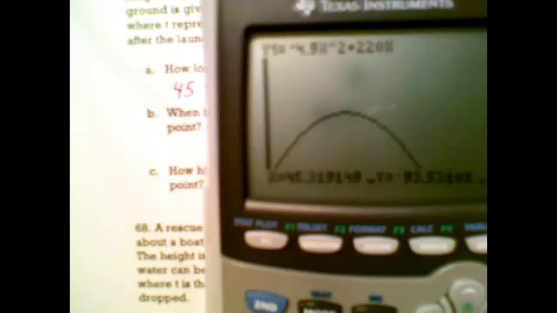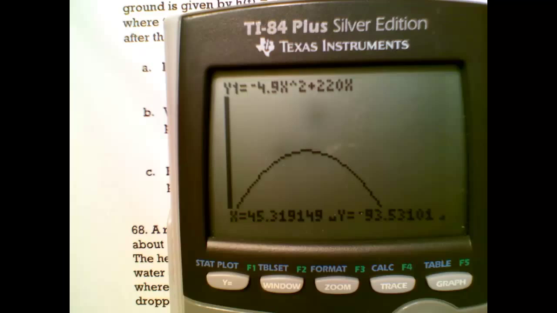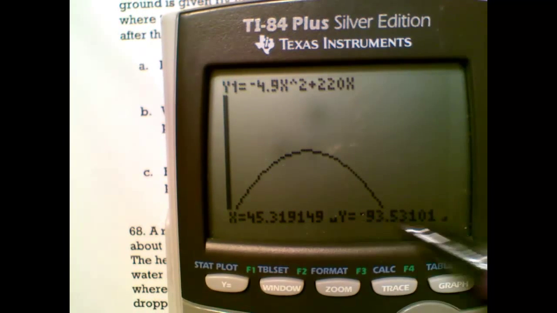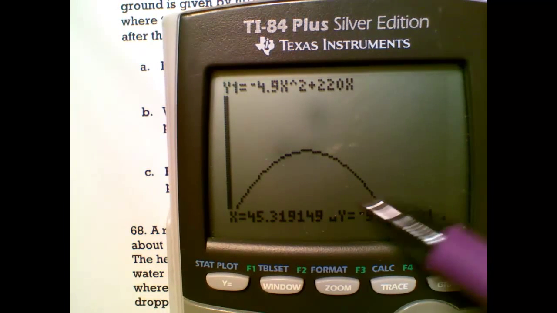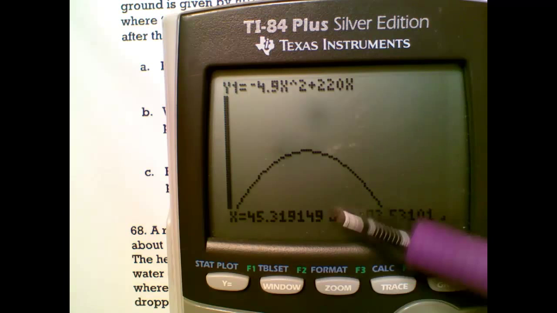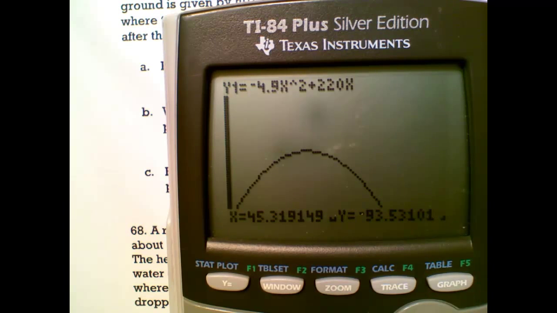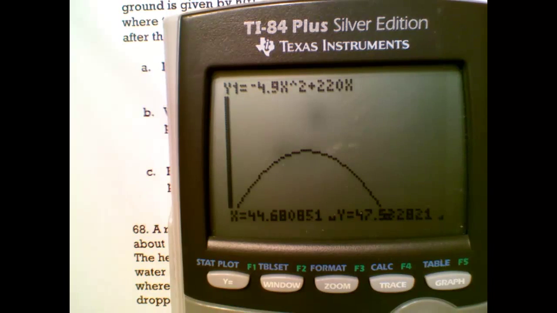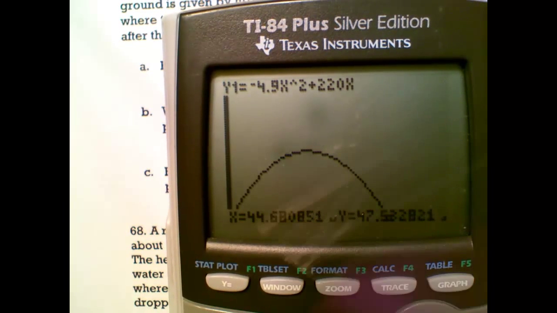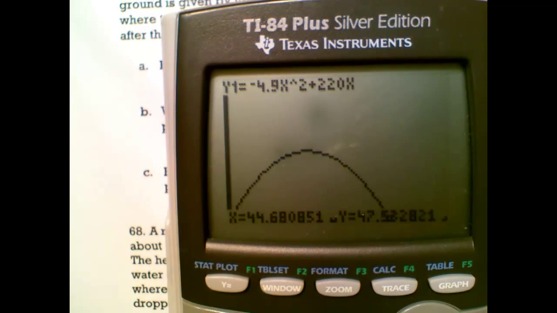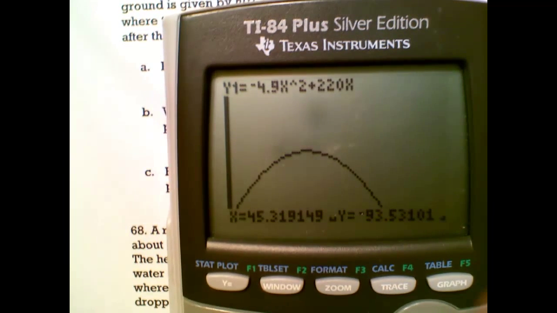So 45 seconds. And how I got that is, if you look at this, y represents the height of this rocket, and this x represents the time it's been in the air. When the height goes from positive to negative, like that, we went from 44 to 45 seconds, so that would mean about 45 seconds is how long it was in the air.